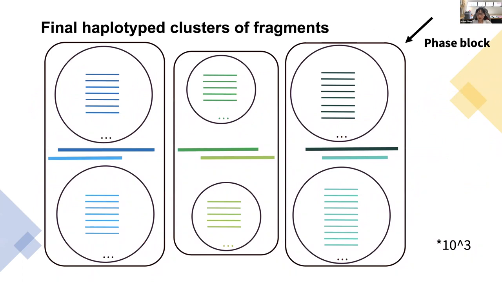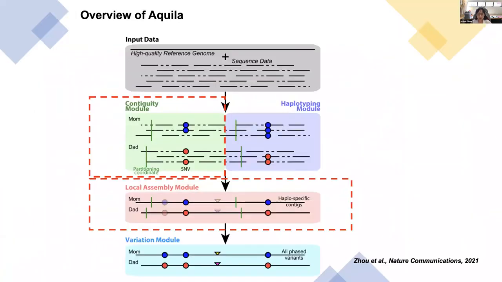So eventually we end up with thousands of these phase blocks, and within each phase block, we know we have two big clusters. Basically, for each cluster, we have already partitioned those long DNA fragments, those linked reads, to different haplotypes. Now we have basically finished our first module. Okay, so let's talk about our second module, the local assembly module, and the contiguity module.